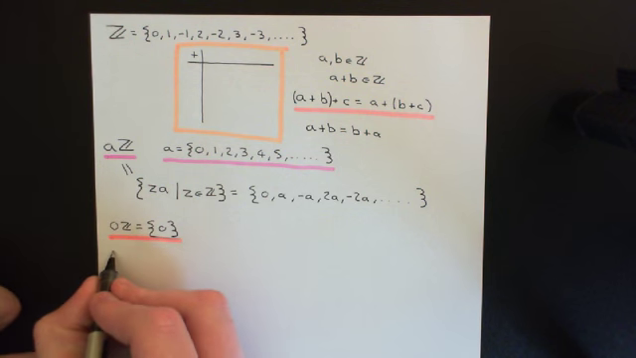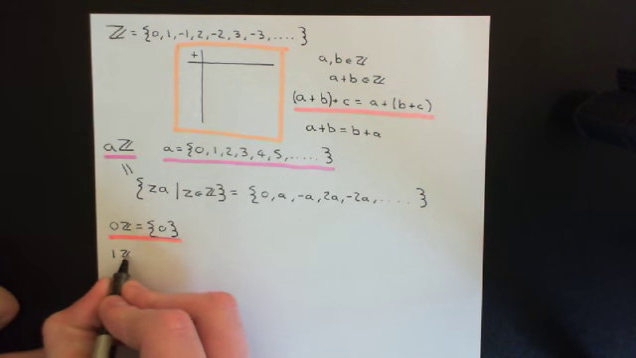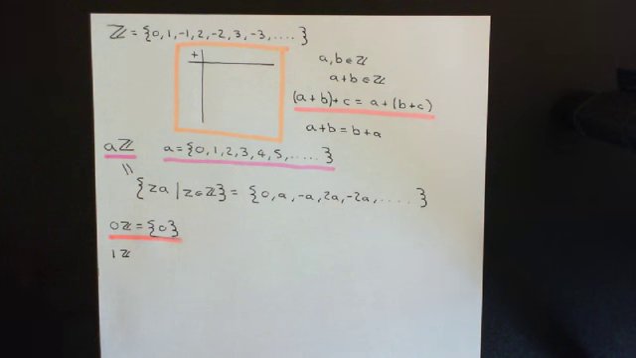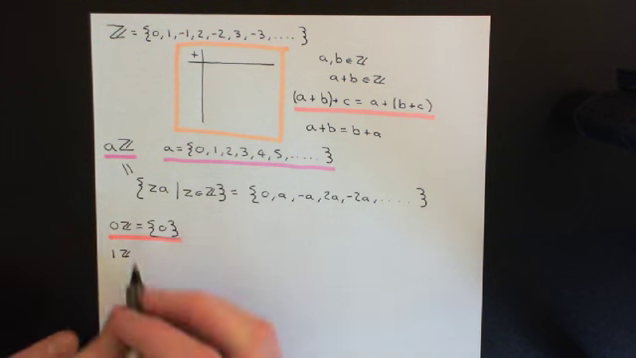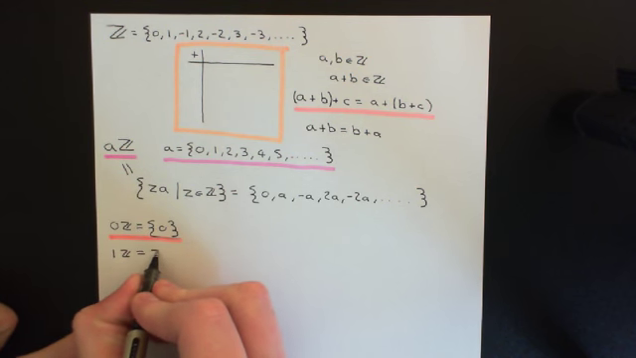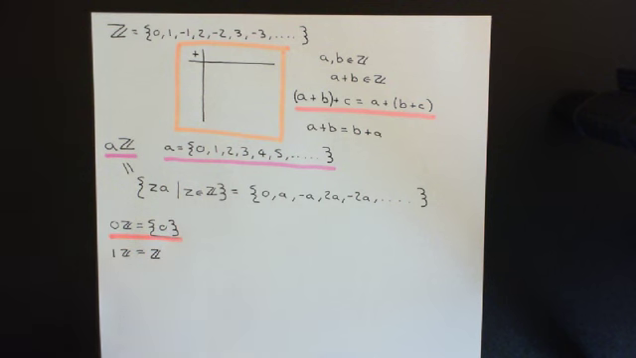Now let's do 1 times z. So we're now letting a equal 1. Now this is the other trivial subgroup, because if a is equal to 1, then you're taking all integral multiples of 1, all integer multiples of 1. So you're going to just get the entire set of integers back again. So 1z is just the entire integers, and therefore that's the entire group.